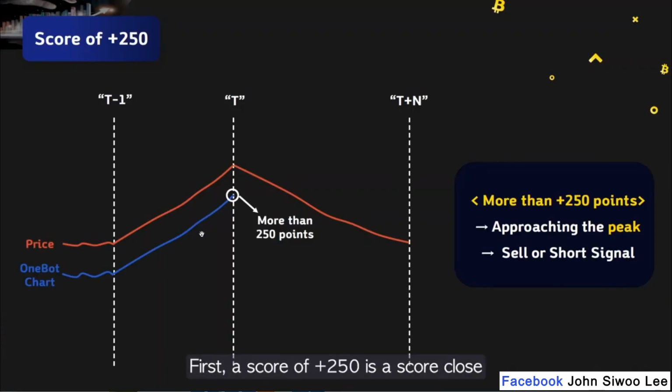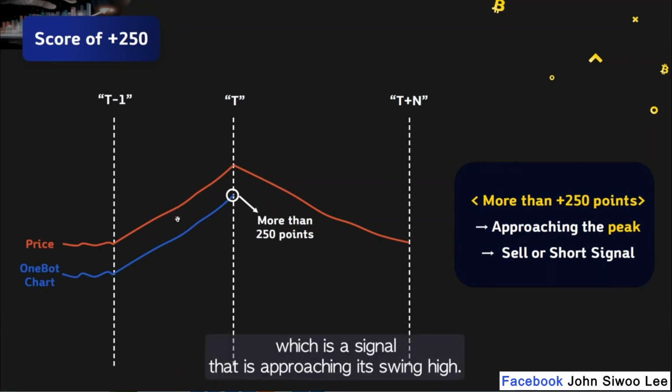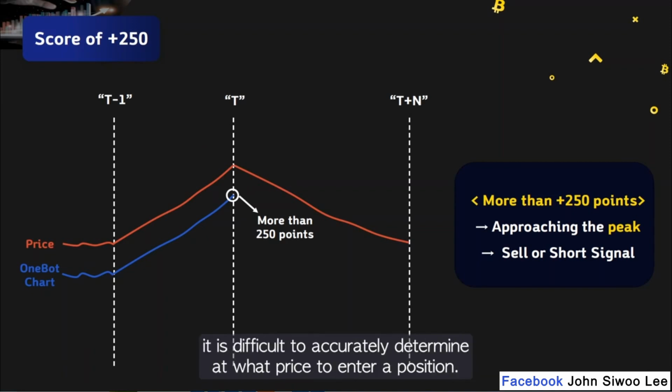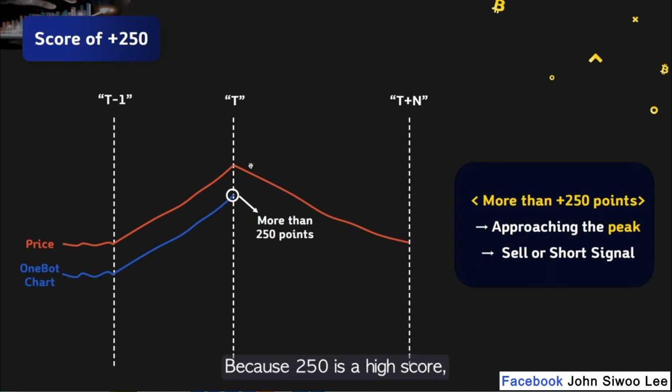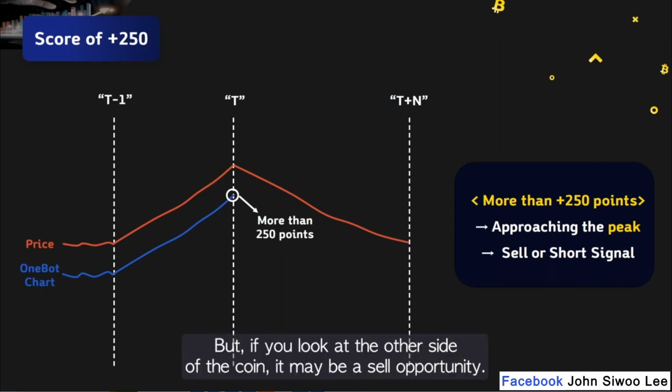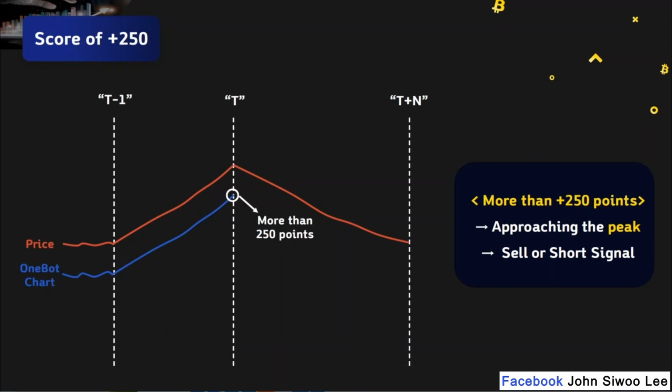First, the score of plus 250 is a score close to the maximum score in the Onebot AI algorithm, which is a signal that is approaching a swing high. However, it is not recommended to trade solely based on this signal because it is difficult to accurately determine at what price to enter a position. Because 250 is a high score, it is sometimes misunderstood as an opportunity to buy. But if you look at the other side of the coin, it may be a sell opportunity.